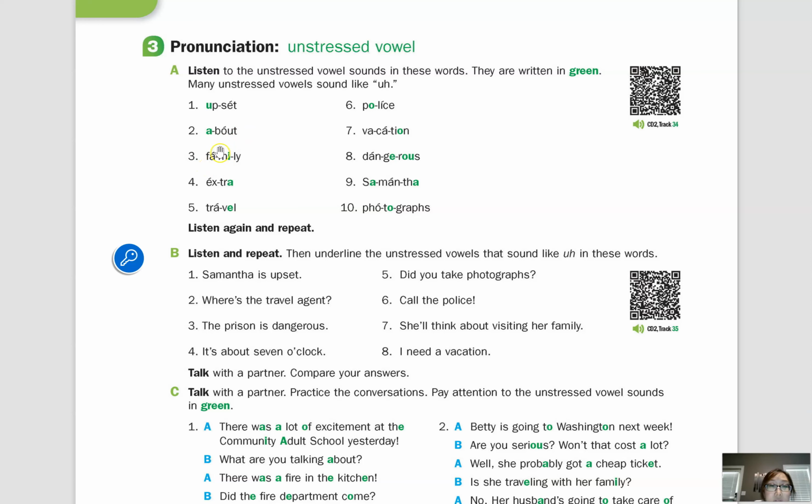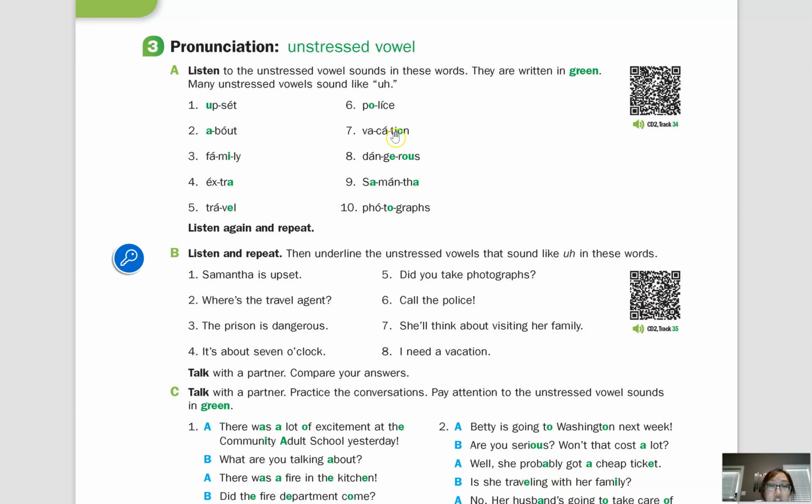Family. In this case, family has the first syllable stressed. And the unstressed vowels just sound like "uh." So upset, about, family, extra. We do not say "ex-tra" with a full vowel. We just say extra. Travel. It just sounds like travel. Police. We don't say "po-lice," we say police. Okay?